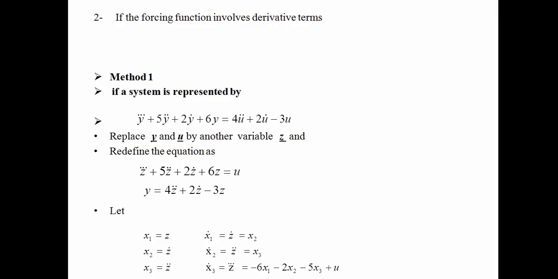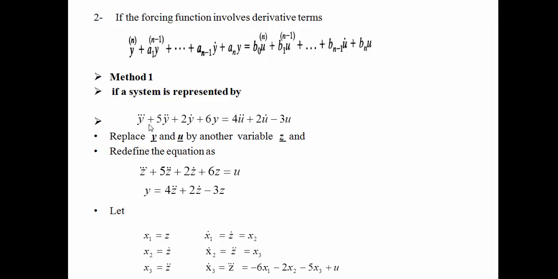Hello, in this video we need to talk about state space representation of control systems. For example, if we have this equation here, it's y triple dot plus 5 y double dot plus 2y dot plus 6y equals 4u double dot plus 2u dot minus 3u. This means the third derivative of y, and this the second derivative of y, and so on. This is the second derivative of u, and this the first derivative of u with respect to time. So this is a differential equation of a continuous system.